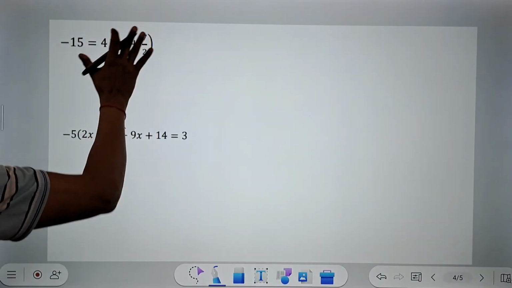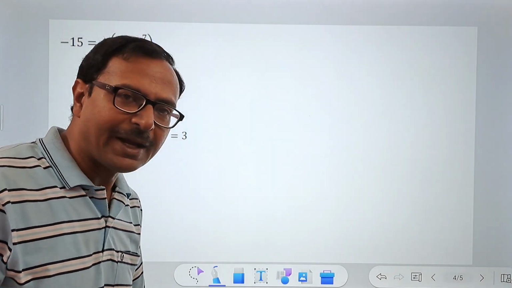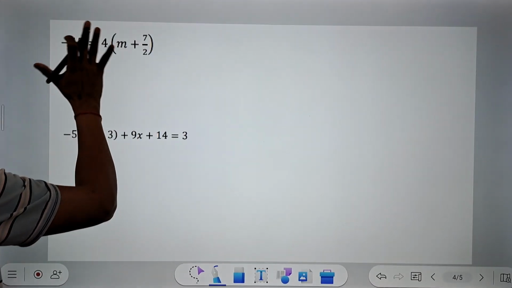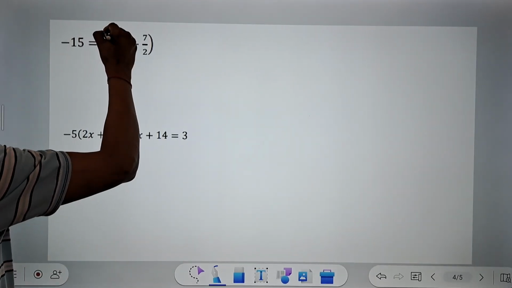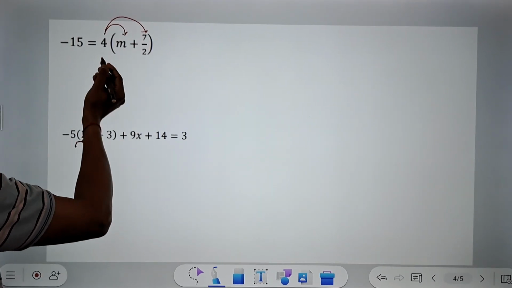Here we have a bracket. Now whenever you have a bracket, the first thing you are going to do is to remove the bracket. So students can solve it in so many ways. You can multiply this 4 inside the bracket like this. This is called distributive property.